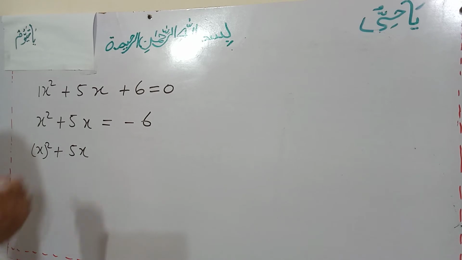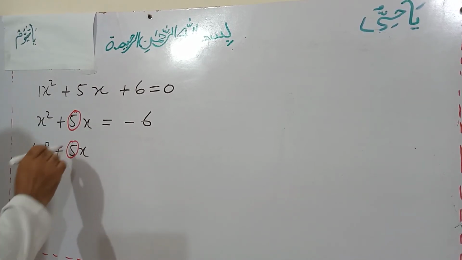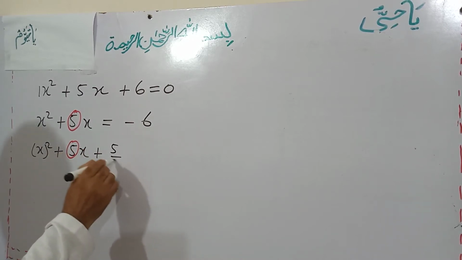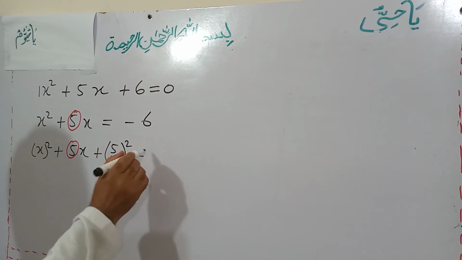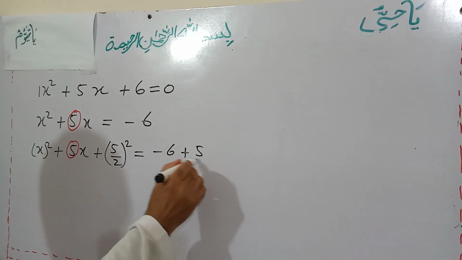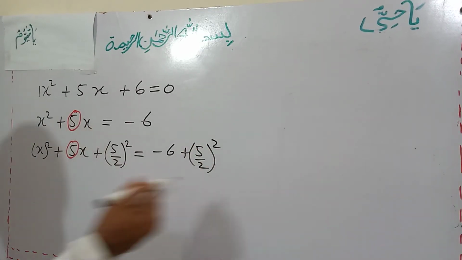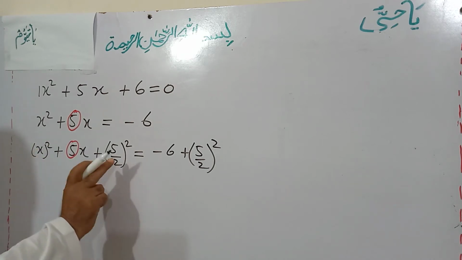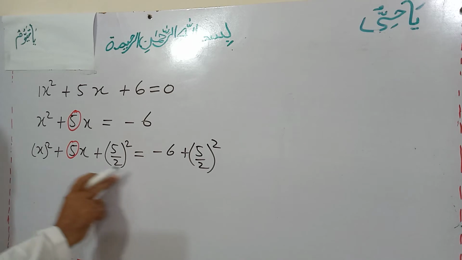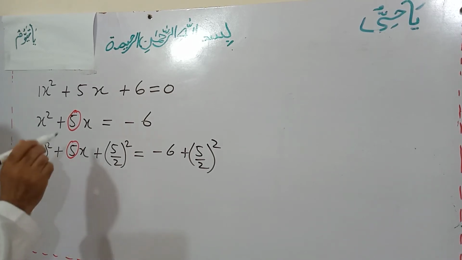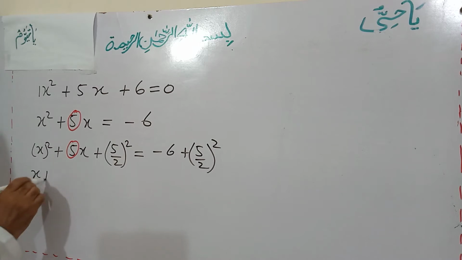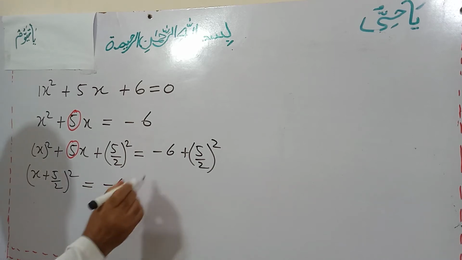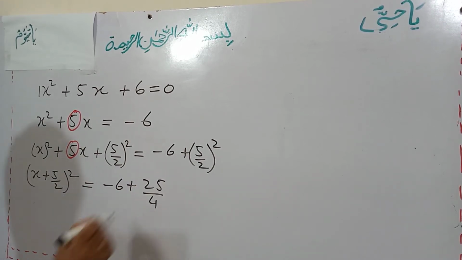Add the square of half of the coefficient of x on both sides, that is, x square plus 5x plus (5 by 2) whole square is equal to minus 6 plus (5 by 2) whole square. Add on both sides the square of half of the coefficient of x. So this is your complete square, a square plus 2ab plus b square. So this will become (x plus 5 by 2) whole square equals to minus 6 plus 25 over 4.